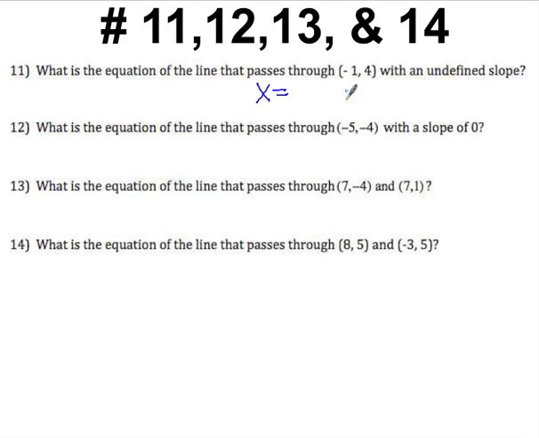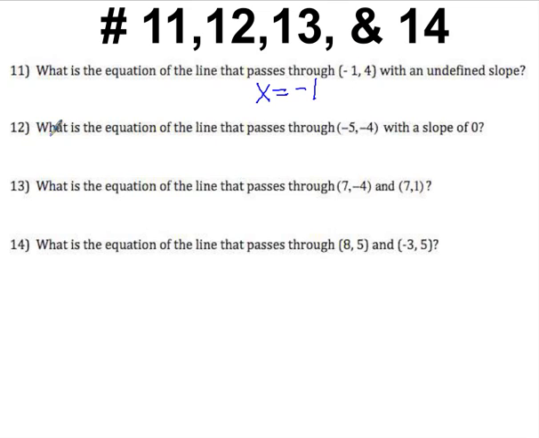Well, as long as they give me 1 point on that line, I know what x equals. In this case, it's going to be -1, and we're done. So when you see undefined slope, it's an x equals line, and it's going to go through, in this case, -1, because that's on the line. So every point here is going to be -1 something.